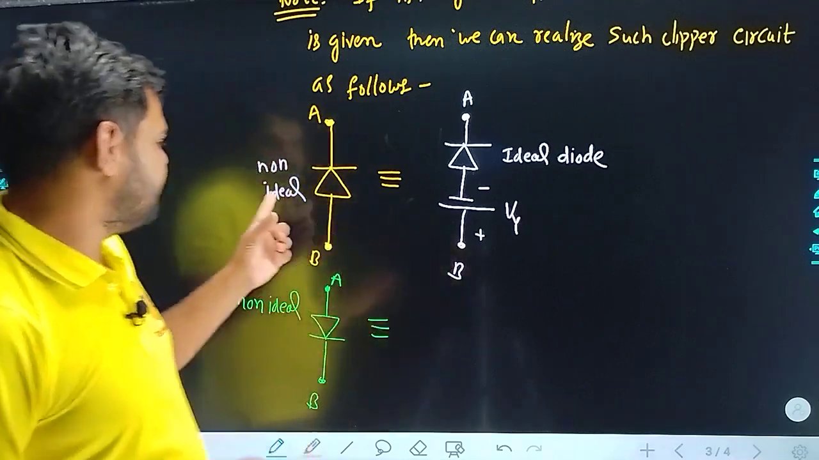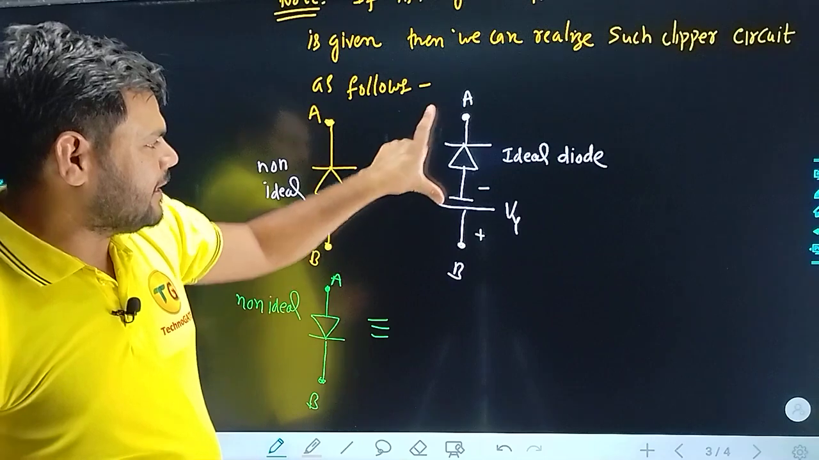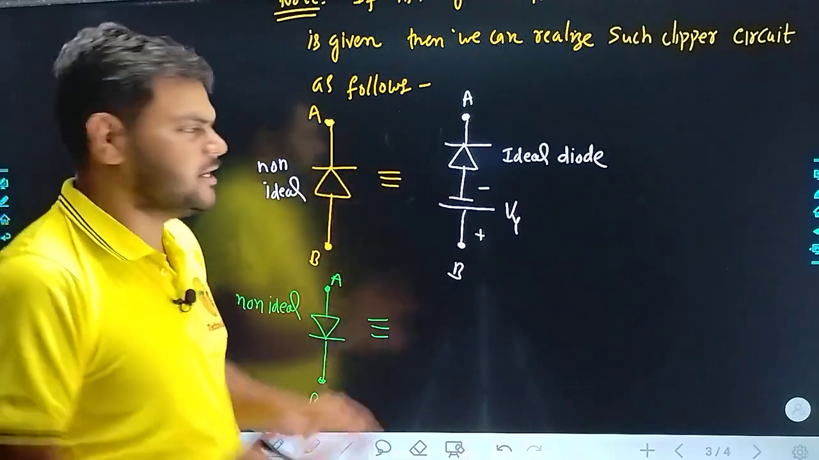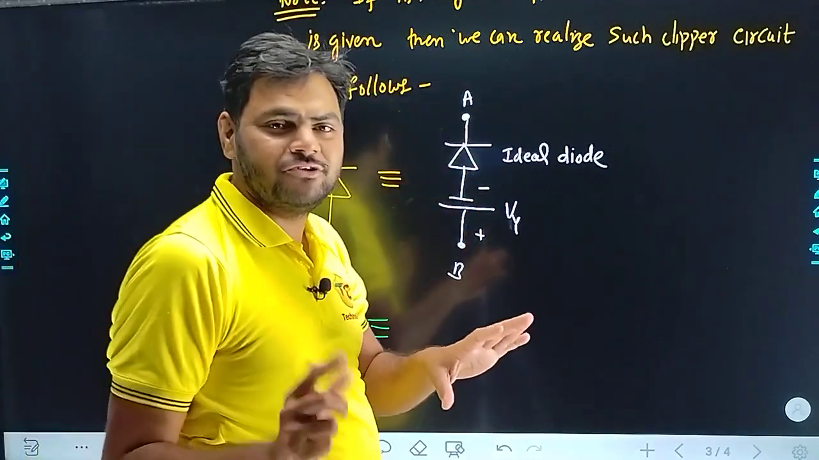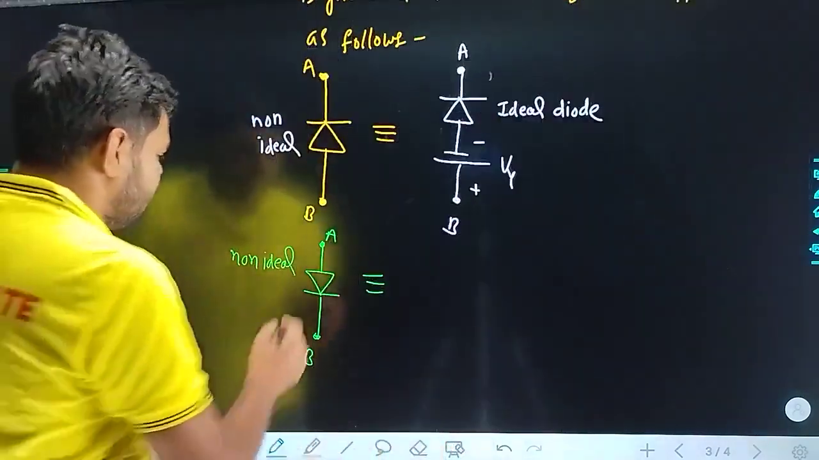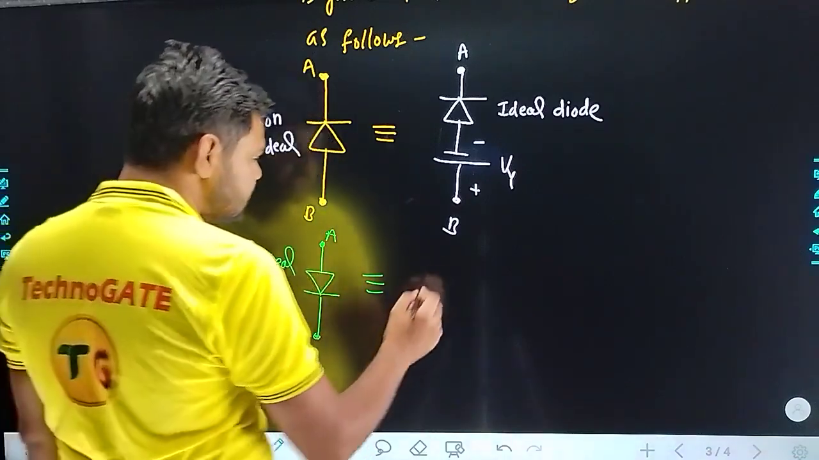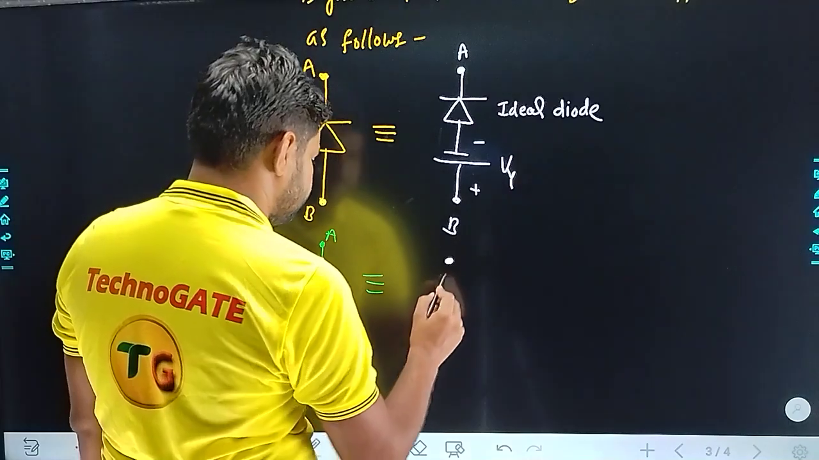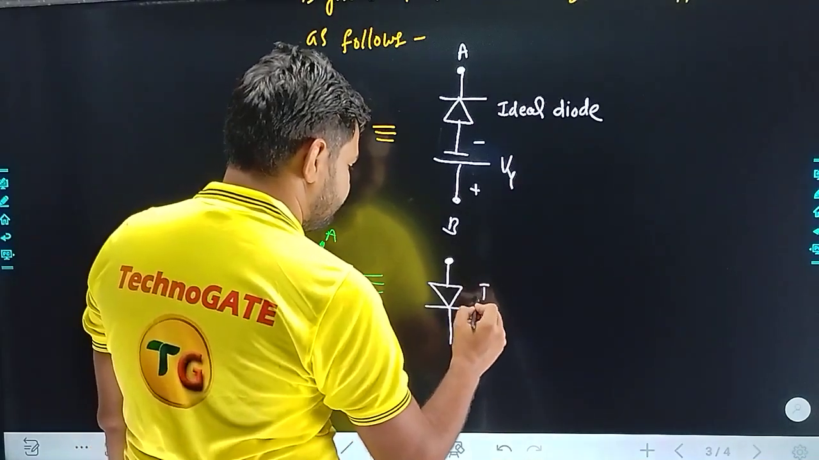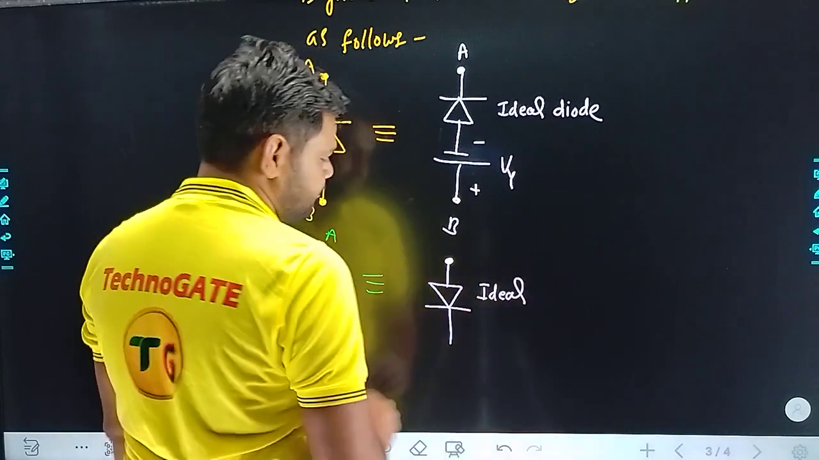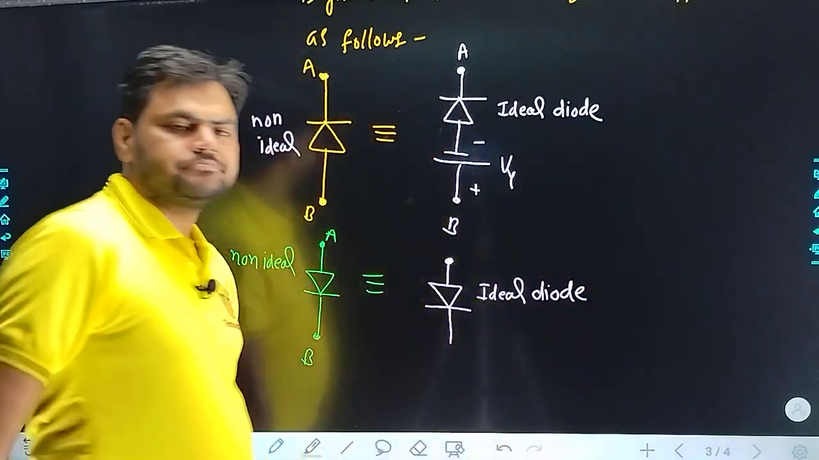Simply, the difference was made by the non-ideal diode, which we have resolved here. Simply consider it with the V gamma battery and ideal diode. Okay, for any circuit, just remove the diode from there and put this model over here. You will be able to answer it. Now, if the circuit is provided to you in that way, then we will simply replace it in this way. Here I'll draw it as an ideal diode first.